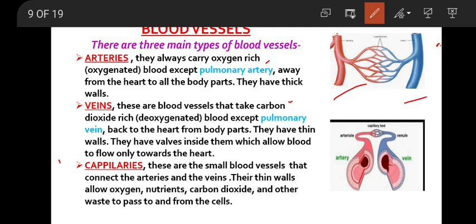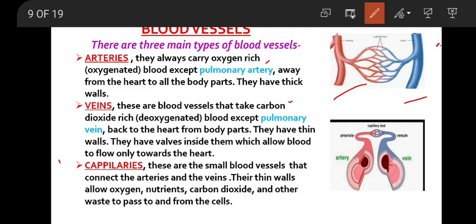Another difference between arteries and veins: arteries have thick walls, veins have thin walls. Arteries are deep seated. You can see on your hand, near the wrist where the skin is thin, green tube-like structures on some parts of the body. Those green tube-like structures we call veins. Veins can be seen; they are superficial. Superficial means they are on the surface, but arteries are deeper inside the body. They cannot be seen so easily. So I can say arteries are deep-seated, veins are superficial.